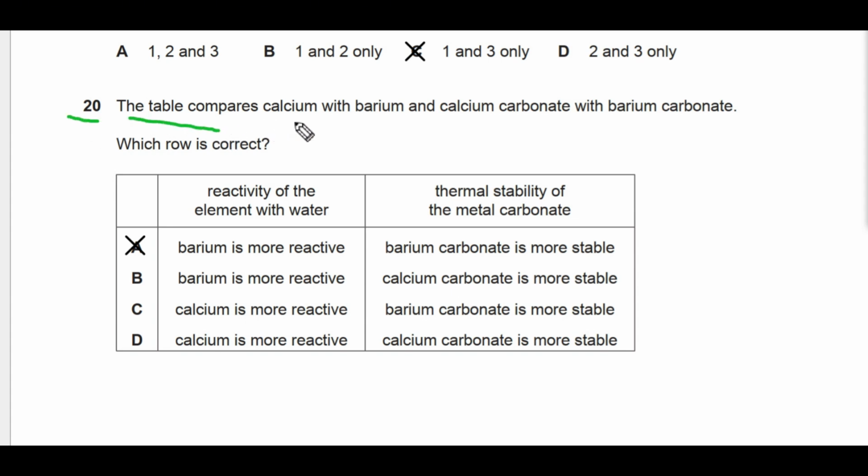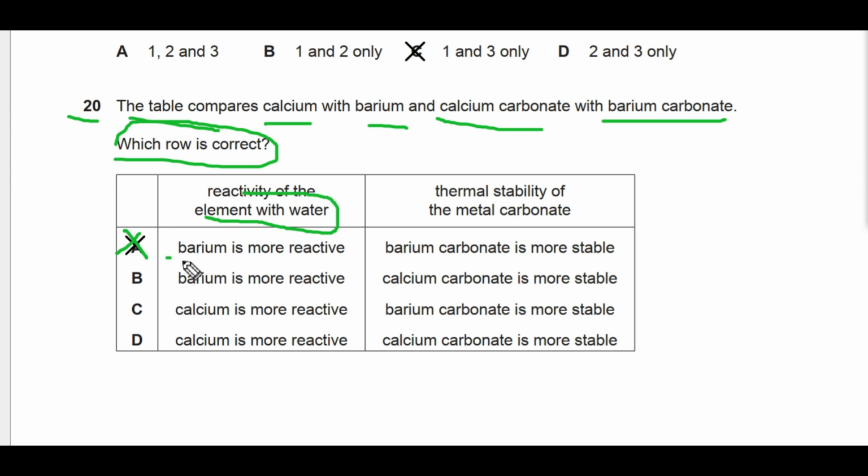Next, the table compares calcium with barium and calcium carbonate with barium carbonate. Which row is correct? So A is the right answer. Why? Reactivity of the element with water: barium is more reactive. Calcium, strontium, barium, metal down the group, reactivity increases, so barium is more reactive.